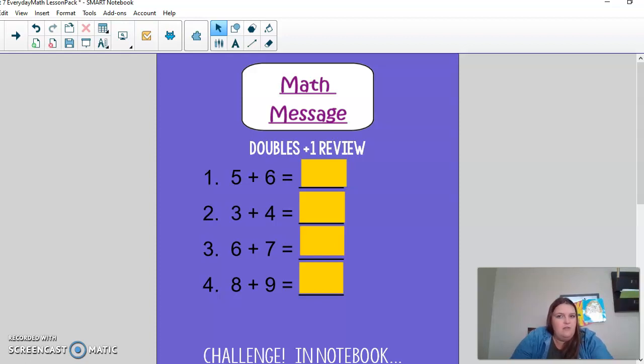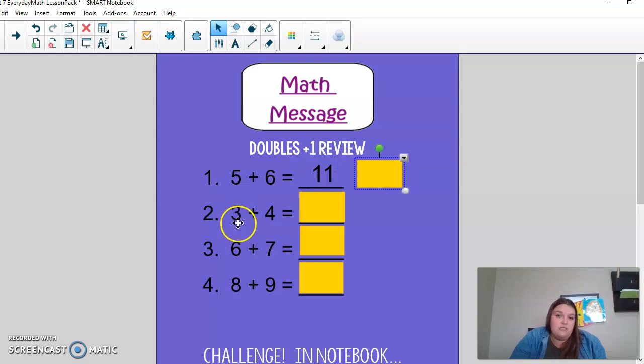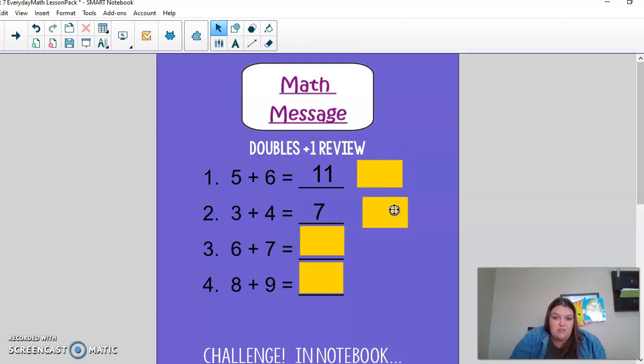All right, now that you have your answers, when we're working on numbers that are right next to each other, we can use the doubles fact to help us solve the problem. So number 1 says 5 plus 6. We can use 5 plus 5, which is 10, and add one more for 11. Number 2, 3 plus 4. We can use 3 plus 3, add another number, which is 7. So 3 plus 3 is 6.